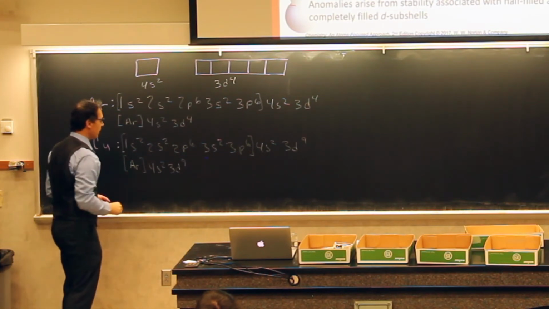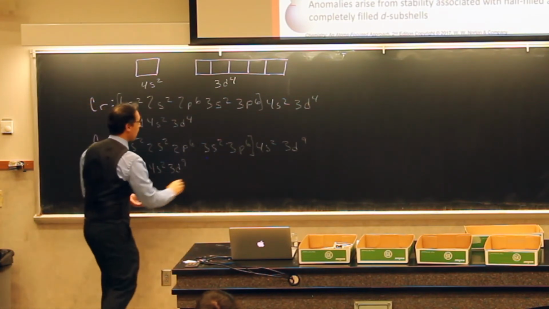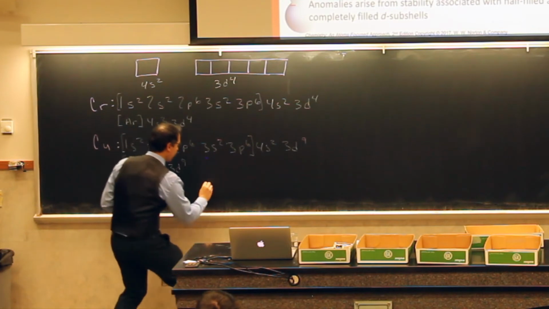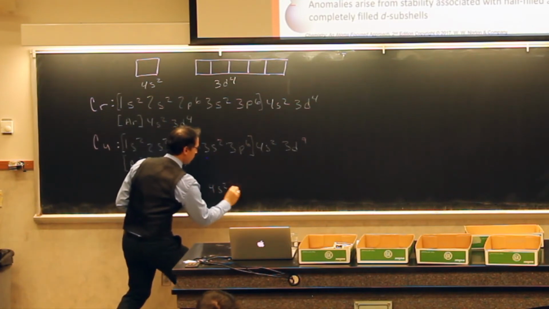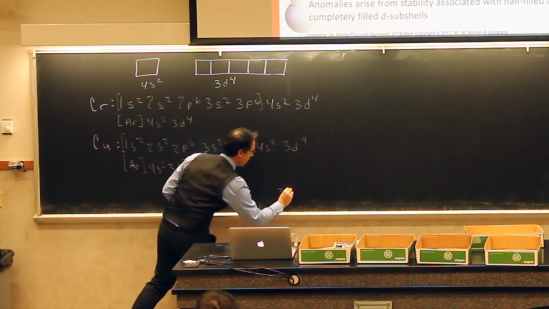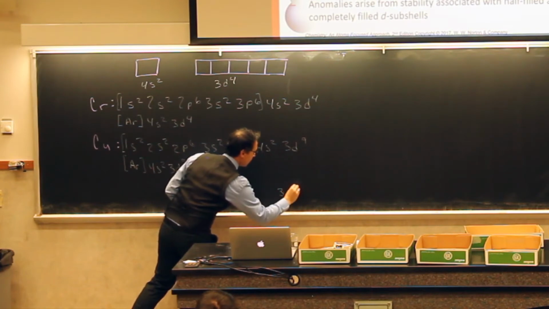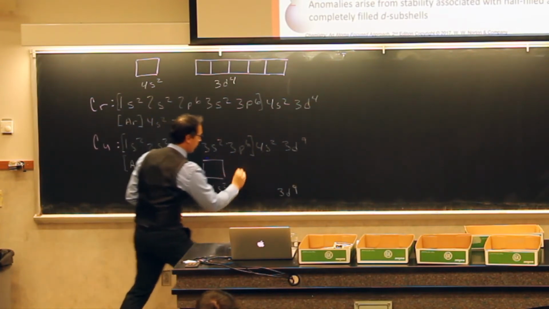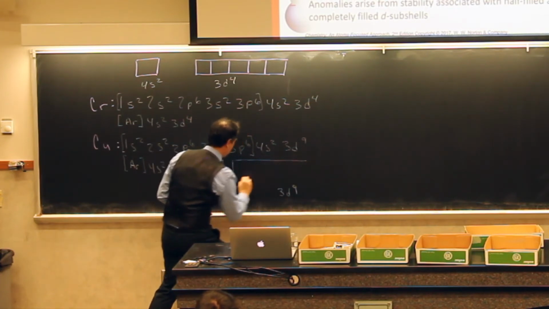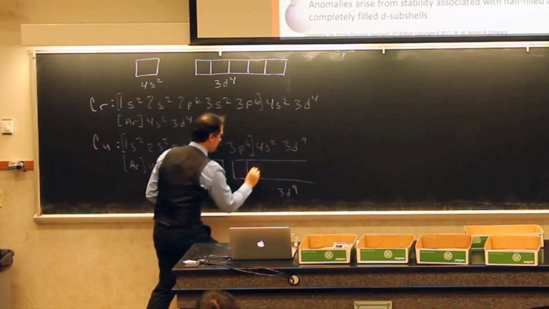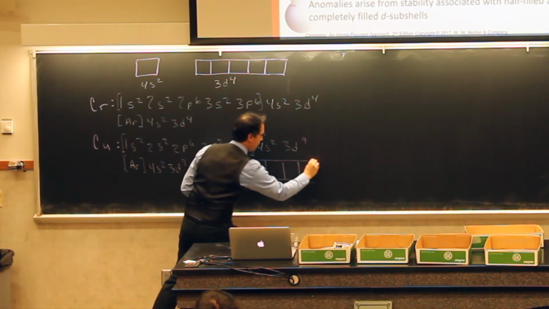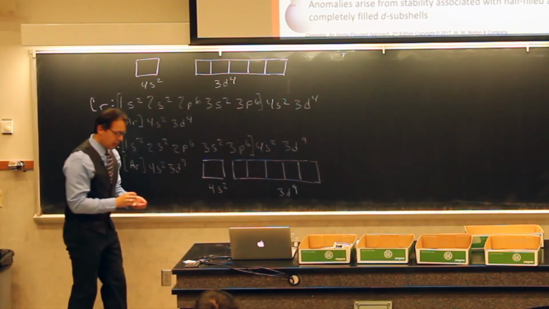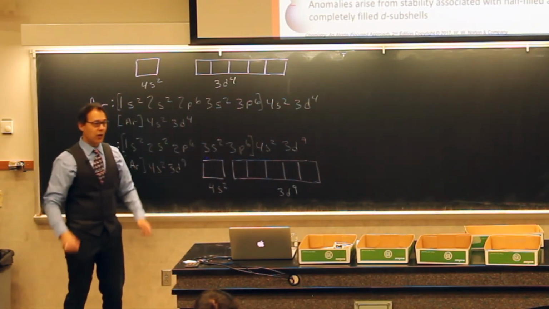And for copper, I'll do the same thing. I'm just going to write it down below here. I'll go 4s2, and then I'll do 3d9. And I'll make my boxes here like this and like this. Okay, 1, 2, 3, 4, 5. Okay. And then I'm going to put my electrons in.